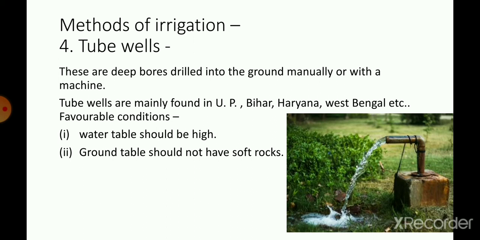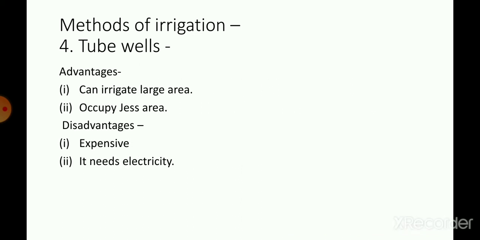First favorable condition, water table should be high. Next, ground table should not have soft rocks. If it is having soft rocks, we can dig a well instead of a tube well. So the ground must not have soft rocks. Instead, it must have hard and huge rocks. Next, advantages of tube wells. Can irrigate a large area. Occupies less area. Disadvantages. It is expensive. It needs electricity supply.